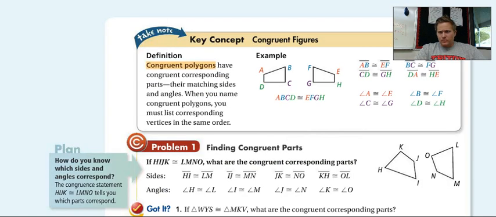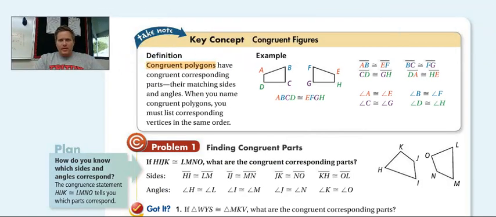So you are going to write down this right here, this key concept. Make sure you have congruent figures at the top, and then write down everything inside the box, as well as our example and the congruent parts. As you're writing that down, congruent polygons have congruent corresponding parts. That means that the segments are going to be the same.